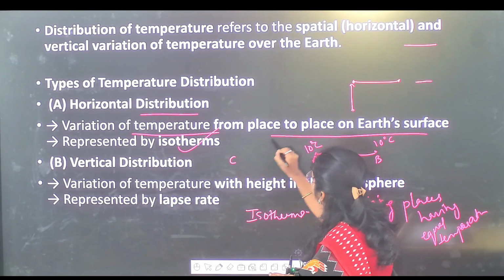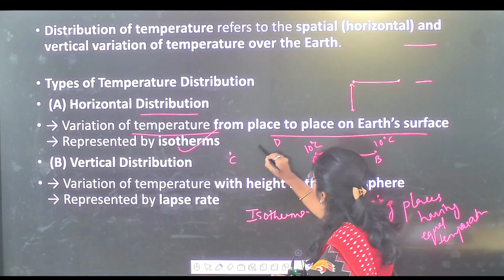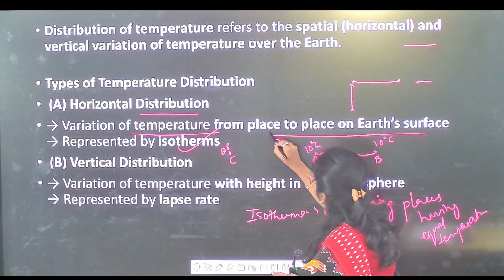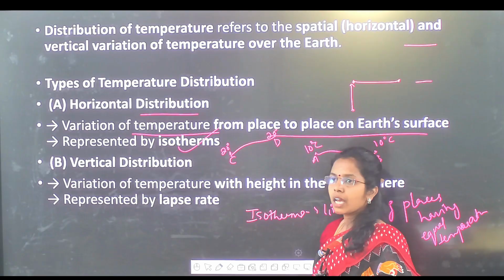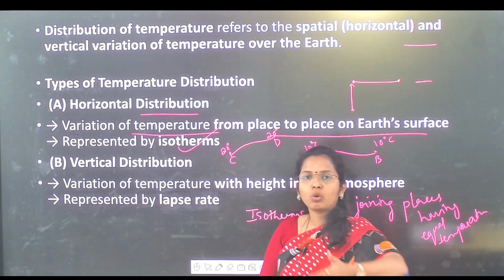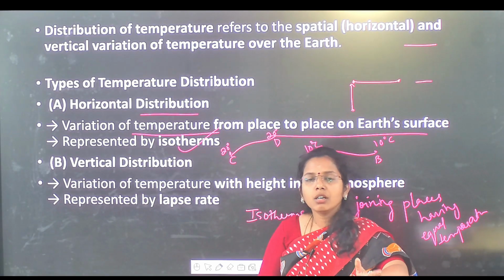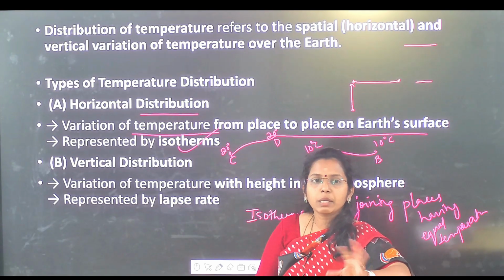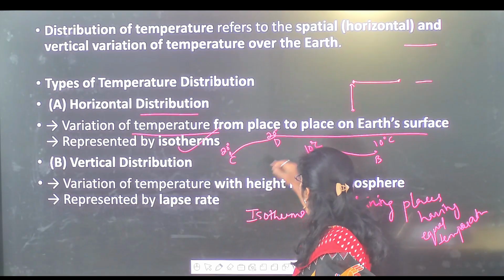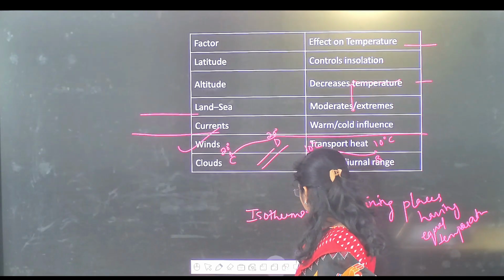And again here C, here D. Here 20 degrees is there, here 20 degrees is there. If you join these two places, through isotherms we can know the spatial distribution of temperature, where we are going to see similar temperatures. So all this we can find through isotherms.